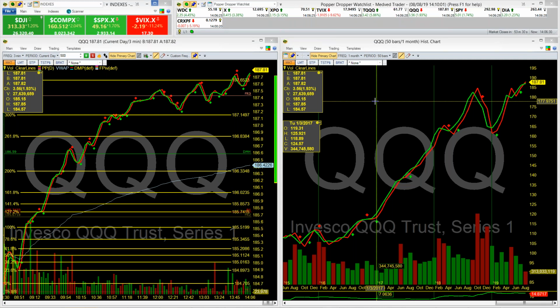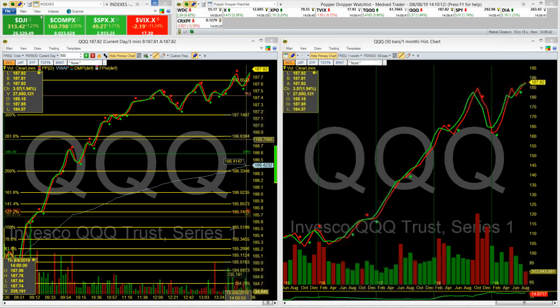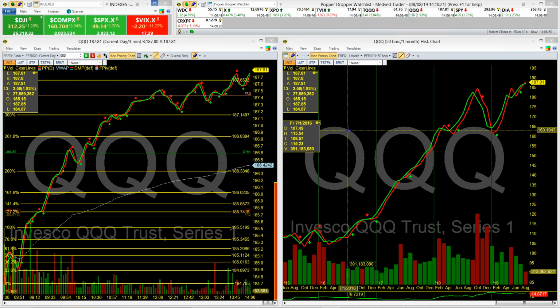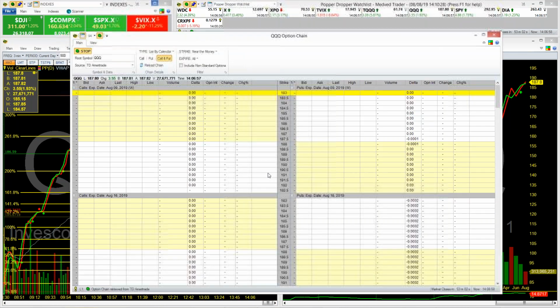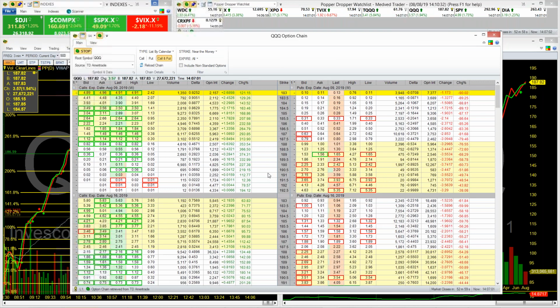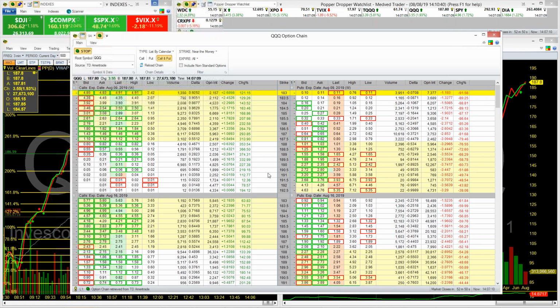One contract is equal to 100 shares of stock. So if I want to trade options on the Qs, from my charts on the MedVed Trader platform, I can right click and go to the option chain for the Qs. There are literally thousands of different options out there. On an individual stock, there can be hundreds or more options because you have options at certain prices. Right now, the Qs are trading at 187.50, or 187.76.